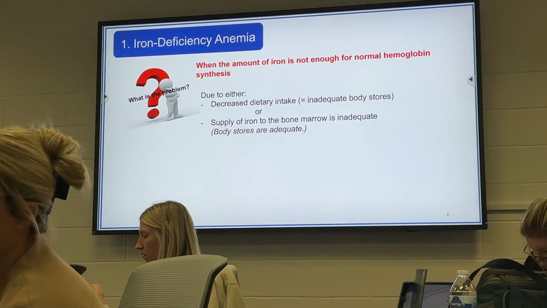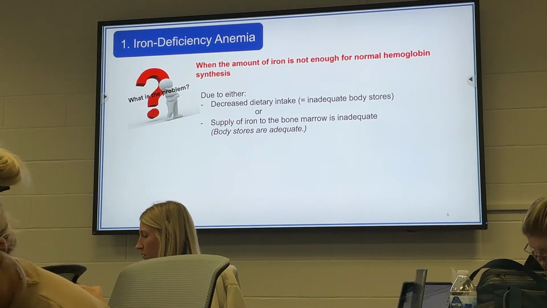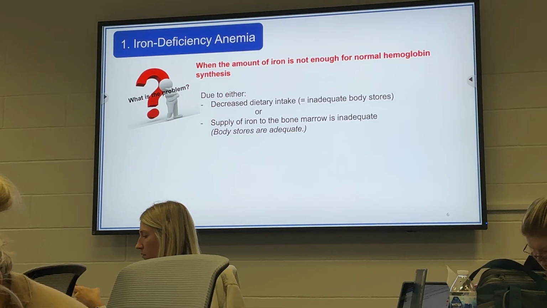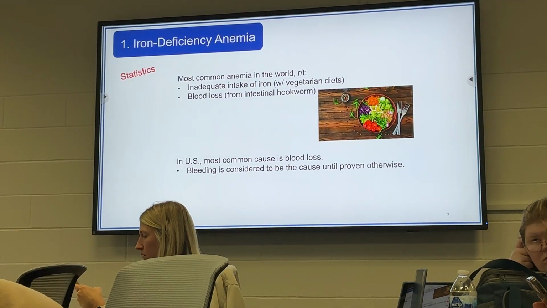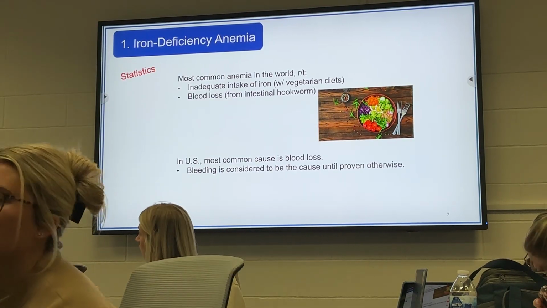Iron levels, wait, never mind. What caused her anemia? In the United States, the most common cause of iron deficiency anemia is blood loss, because our diets are pretty good with having enough iron in them.